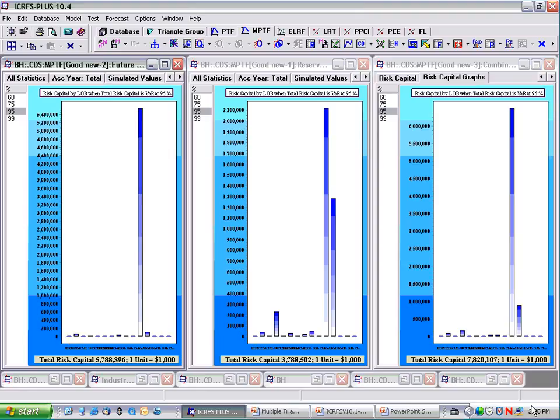So typically what you'll find, these risk charges are not additive. The risk charge for the combined risk is typically less than the sum of the risk charge for the reserve and the risk charge for the underwriting.